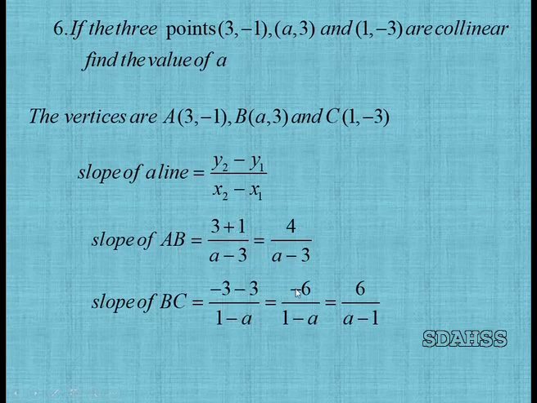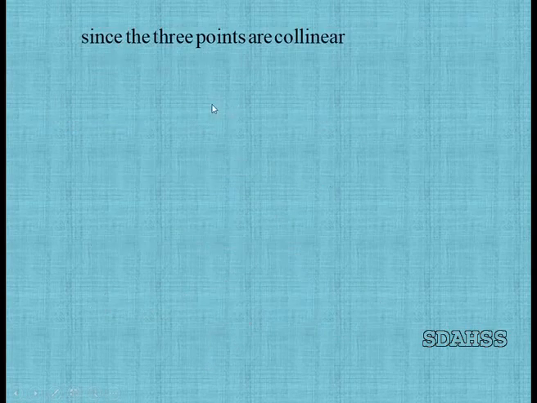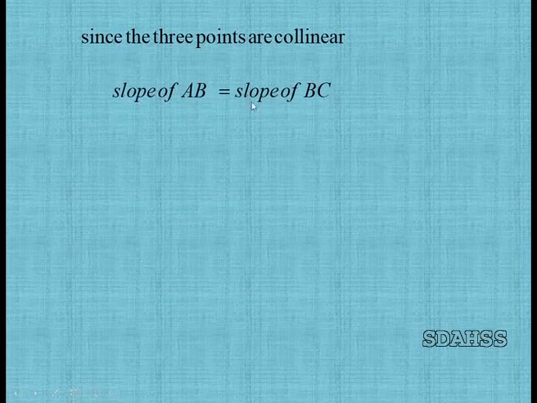Minus 3 minus 3 is minus 6 divided by 1 minus a. Here minus is common, take outside. So you have minus into a minus 1. So minus cancel. So you have 6 divided by a minus 1. Here the given points are collinear. Slope of AB is equal to slope of BC.